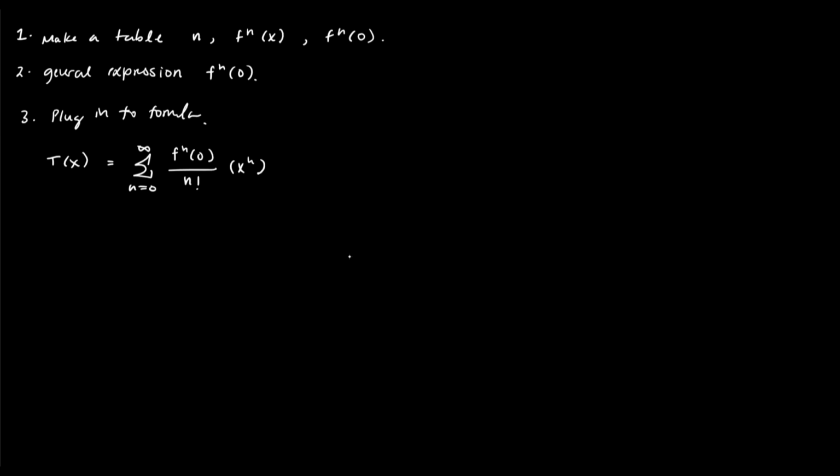So how would you find the Taylor series for e to the x? The first thing we're going to do is create that table of values. So we're going to compare n to the nth derivative at x to the nth derivative at 0. So let's pick some values of n. Let's go 0, 1, 2, 3, and so on.